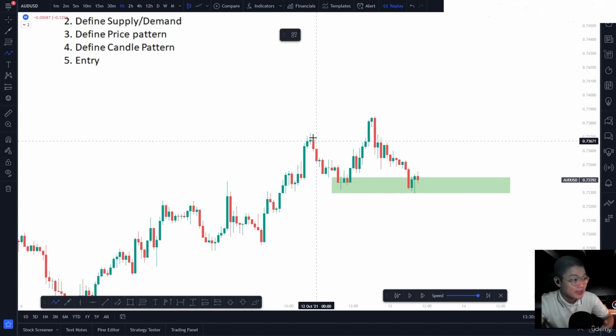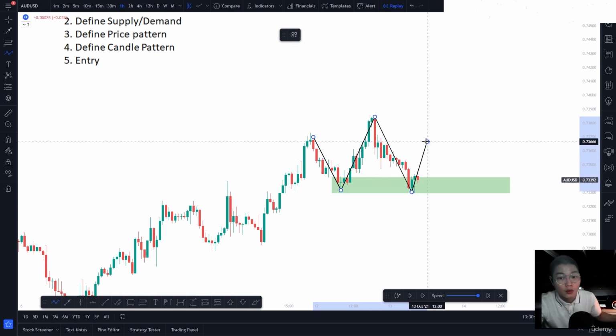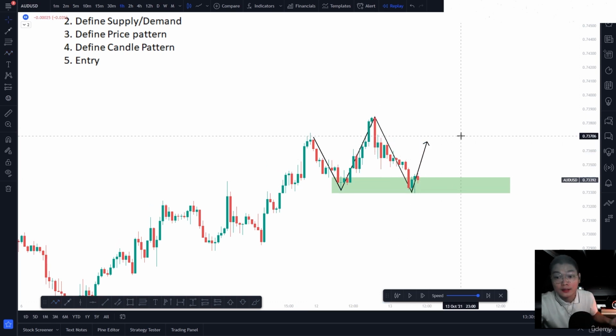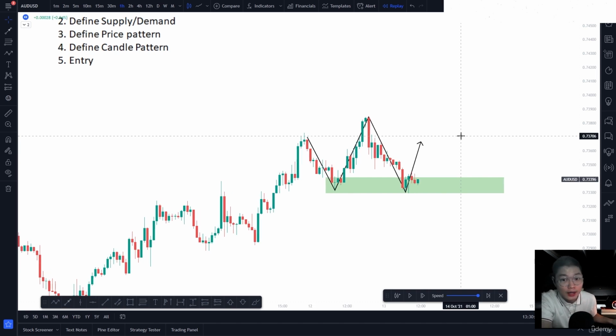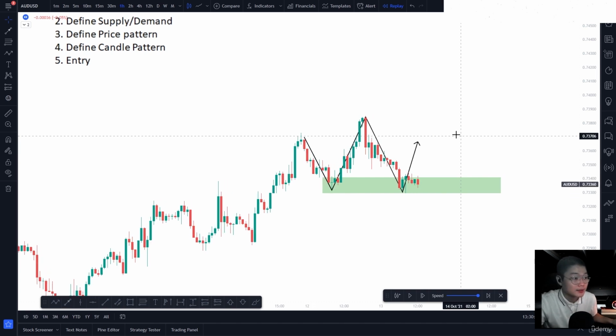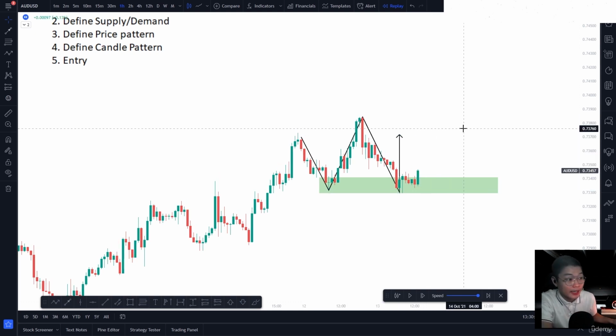About the structure, you can also see now it is a double bottom. So I will look at whether price can go up or just go down one more time. So let's see. Price still goes down, and now goes up again a little bit. And price goes very strongly up.